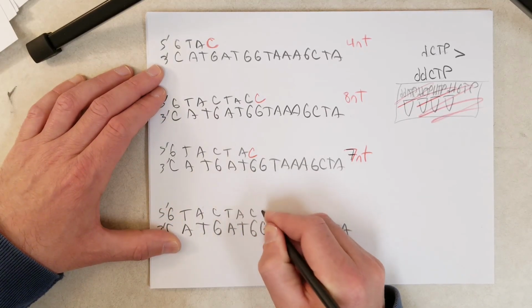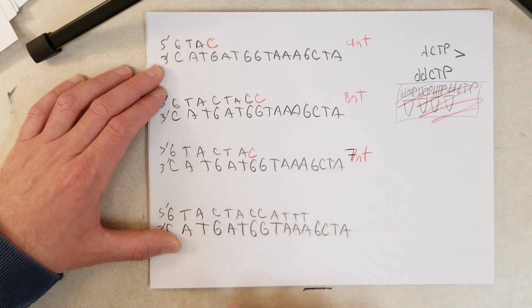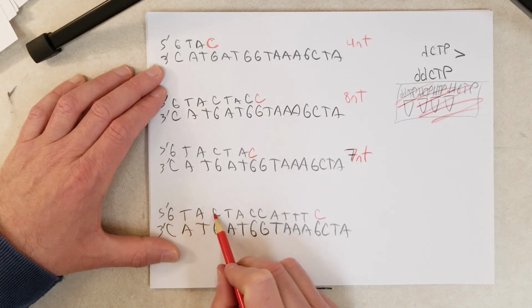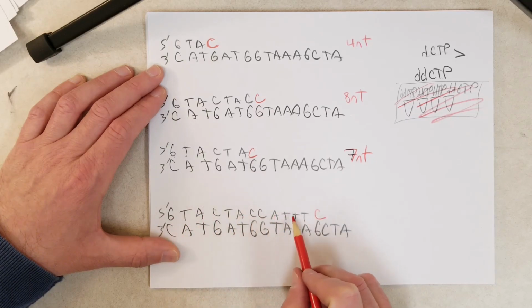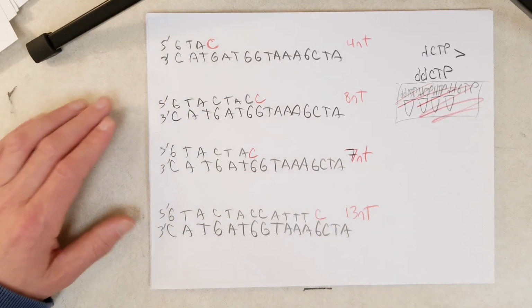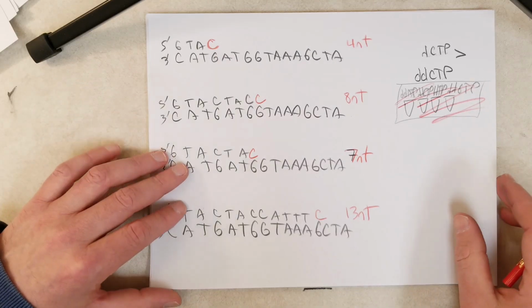Okay, let's assume all regular nucleotides, or C's, all the way up to here. Okay, let's count this up. 1, 2, 3, 4, 5, 6, 7, 8, 9, 10, 11, 12, 13. So this one's 13 nucleotides long. Okay, now we'd have to do 2 others, but I think you see what's going on here.